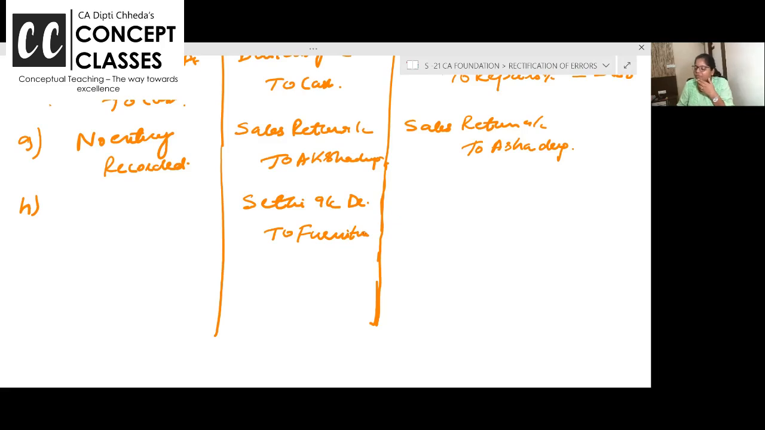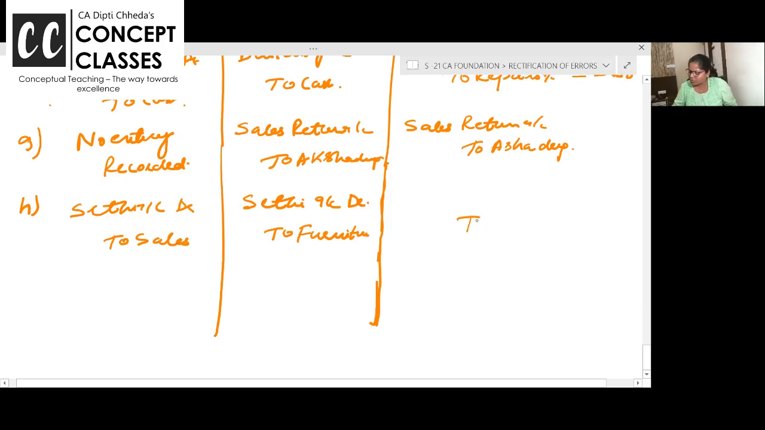Sethi debit to furniture. That should have been the correct entry, but it's recorded in the sales book as if you have not sold furniture, you have sold goods. So what you have done, Sethi account debit to sales. Party to sales is the entry you have passed.